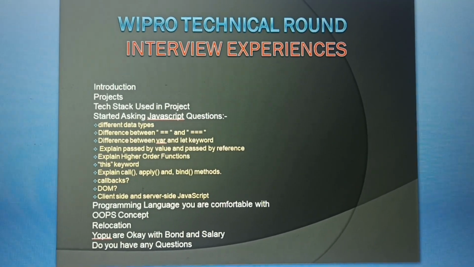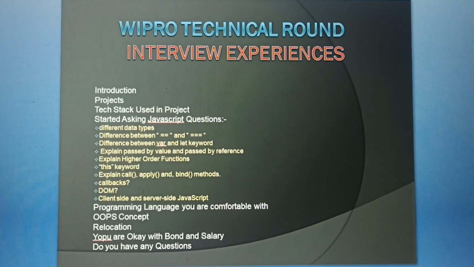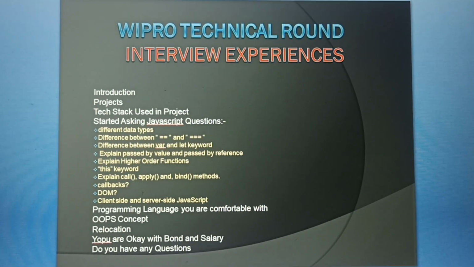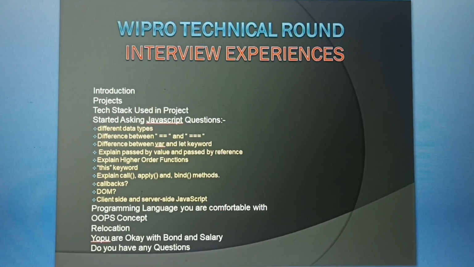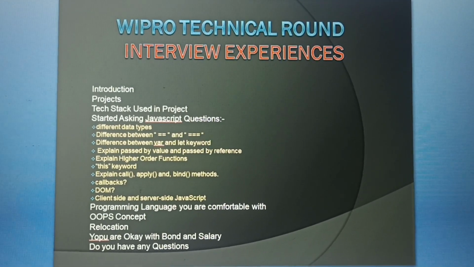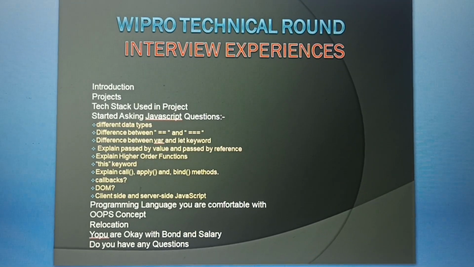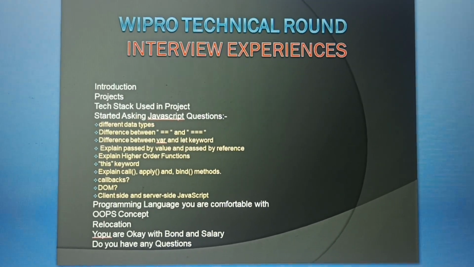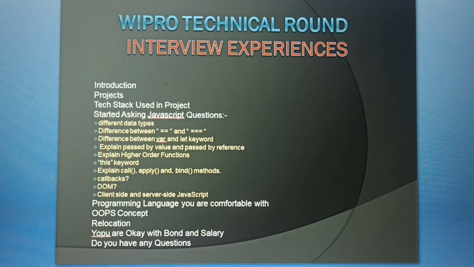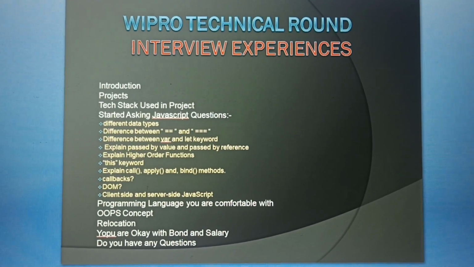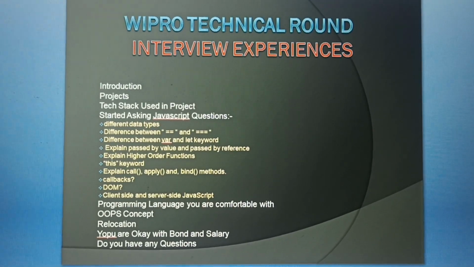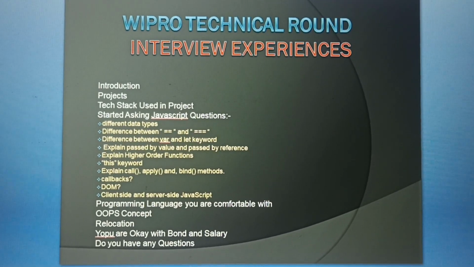So the first question was different types of data types in JavaScript, difference between double equal to and triple equal to, and difference between var and let keyword, explain pass by value and pass by reference, explain higher order function, explain this keyword, and explain call, apply and bind methods, callbacks. Then he asked about DOM and client side and server side JavaScript.